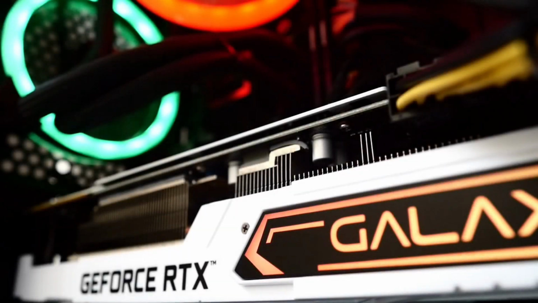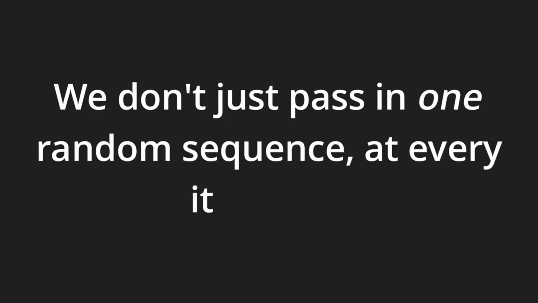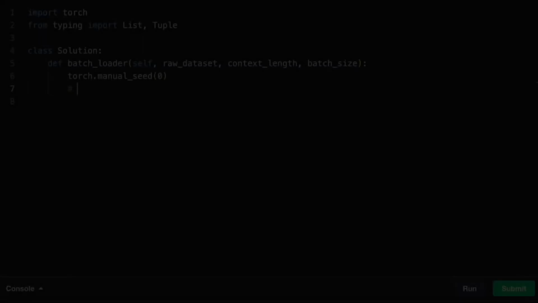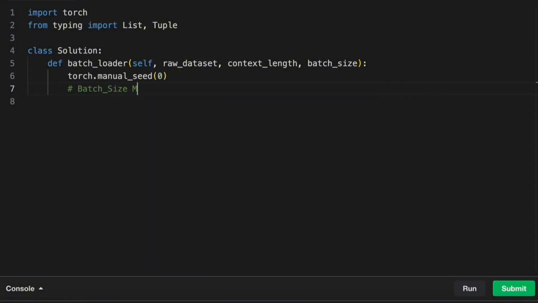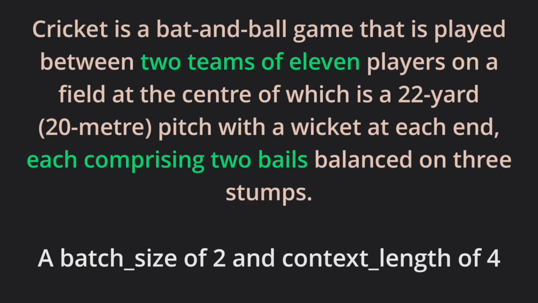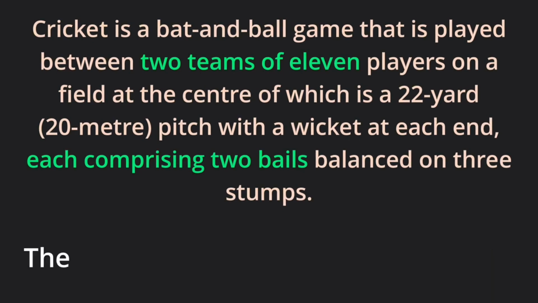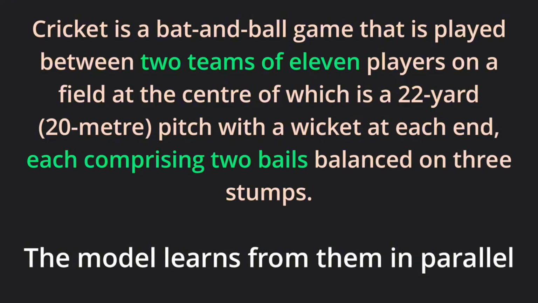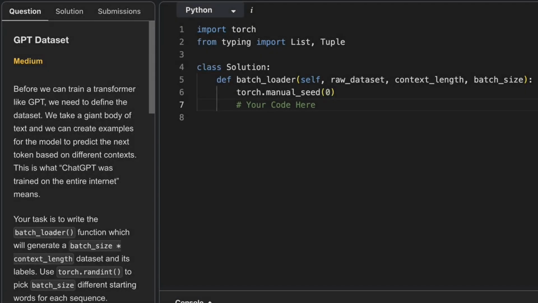One more clarification. To make training more efficient, we don't just pass in one random sequence at every iteration, we actually pass in multiple of them. The batch size hyperparameter tells us how many sequences the model will learn from at each iteration. Those batch size different sequences have nothing to do with each other. They're completely independent, and the model learns from them in parallel. Okay, now we're ready to jump into the code.